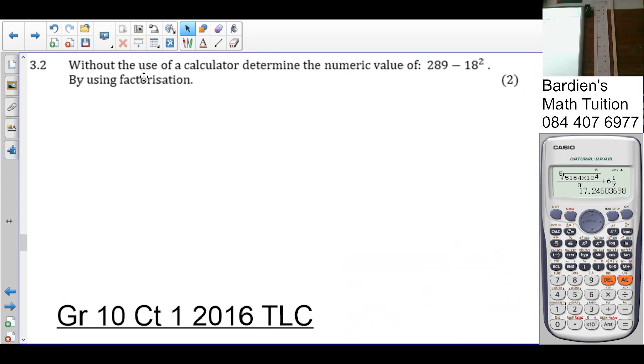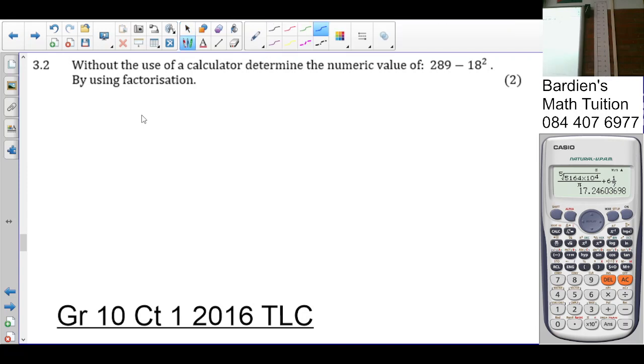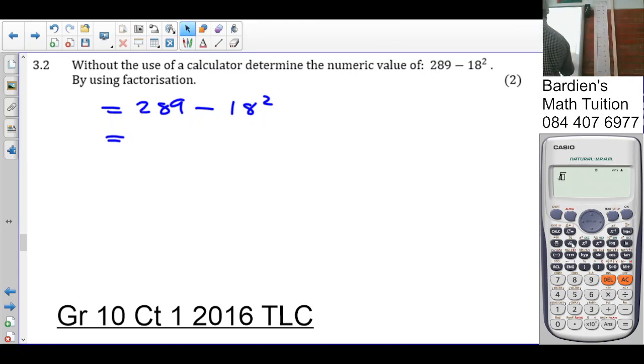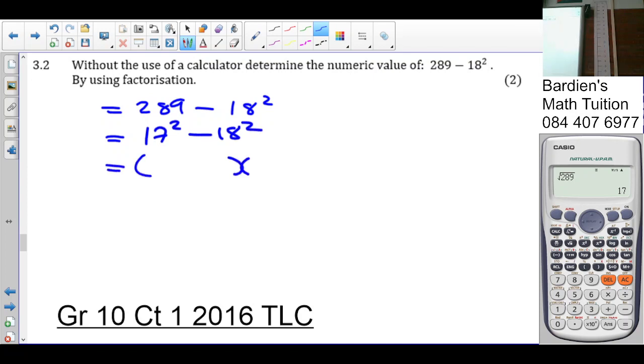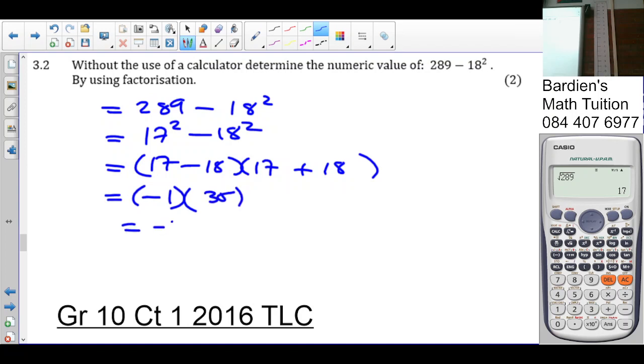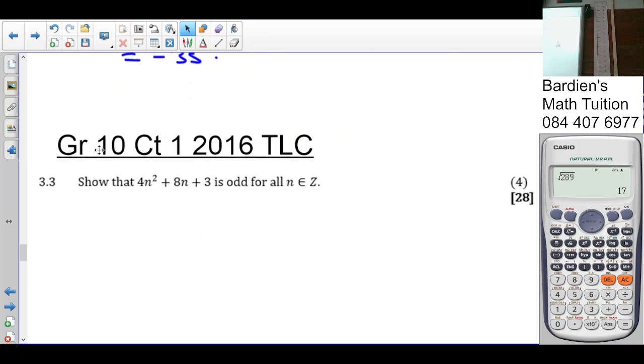This is without using the calculator, to determine the numerical value by factorization. So we need to factorize it. So we say 289 minus 18 squared. 289, square root of, let's check. Square root of 289, I think 17. Yes. So this is going to be 17 squared minus 18 squared. So it's a difference of two squares. So it's 17 minus 18 times 17 plus 18. So it's going to be negative 1 times 35, which is negative 35. Let's go to the next one.